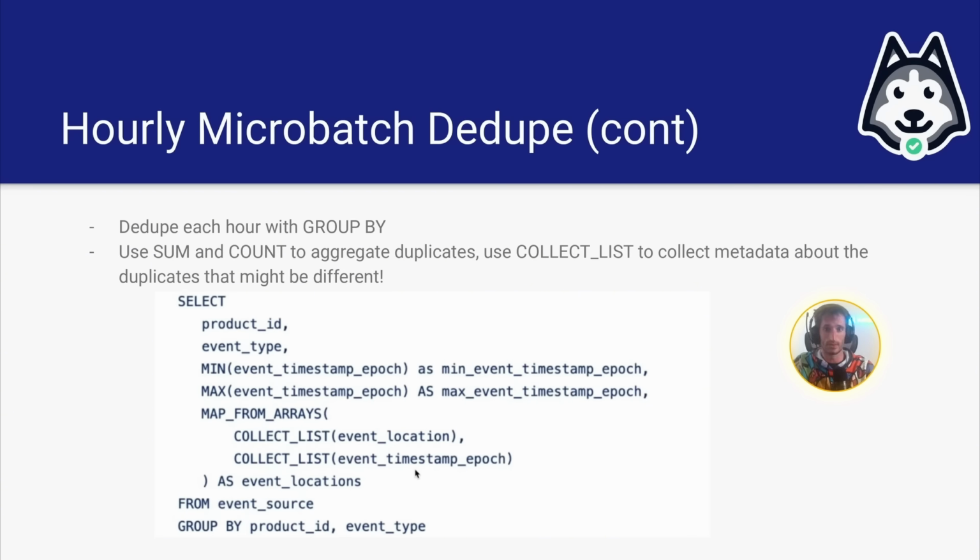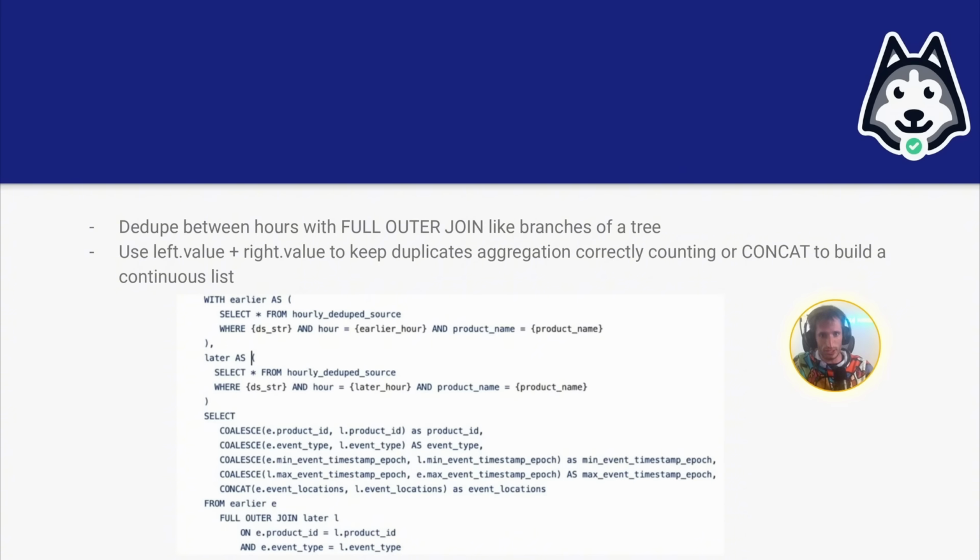So that's step 1. Then step 2, you do a full outer join between hours 0 and 1, or hours 2 and 3, or hours 4 and 5, etc. What this full outer join does is, again, it eliminates duplicates that are across hours. So if there's a duplicate that happened in hour 0 and in hour 1, this full outer join would get rid of that duplicate, so that you have a deduped 2-hour event stream.